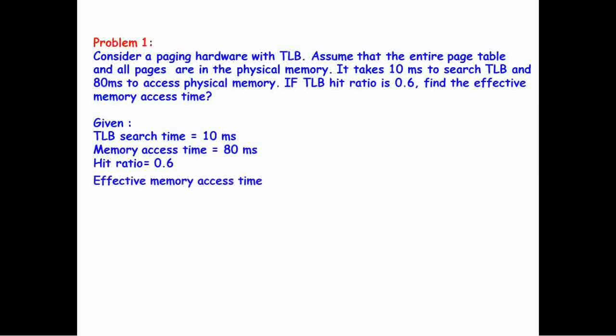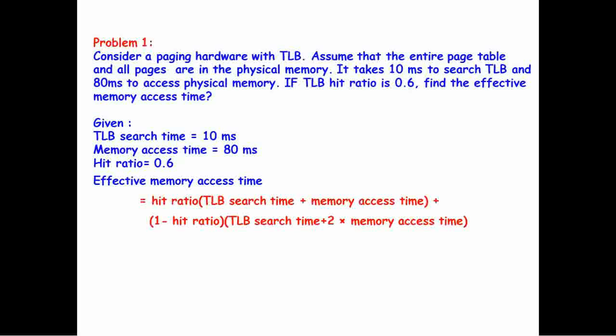Effective memory access time is equal to, we already know the formula, hit ratio into TLB search time plus memory access time plus 1 minus hit ratio into TLB search time plus 2 into memory access time. So substituting the given values in this formula, we get the following. 0.6 for hit ratio, TLB search time is 10, memory access time is 80 plus 1 minus 0.6, then TLB search time is again 10 plus 2 into memory access time is 80.